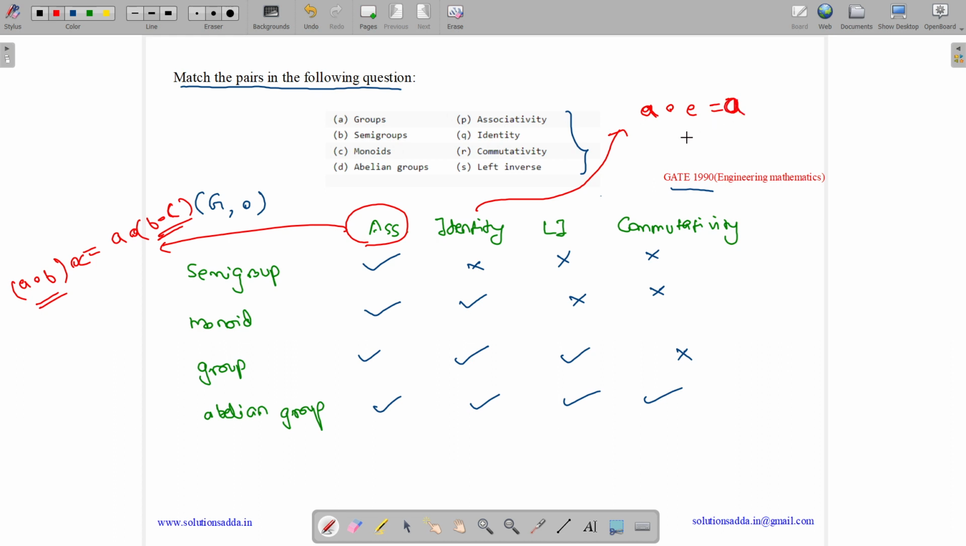So what is the identity for multiplication? Let us suppose we have 5 into 1, which is 5. So when 5 is operated on 1, we will get the same 5. So 1 is identity for multiplication. What is left inverse? Left inverse says that when we perform the operation A on B, then we should get E. So what is B? B equals A inverse.